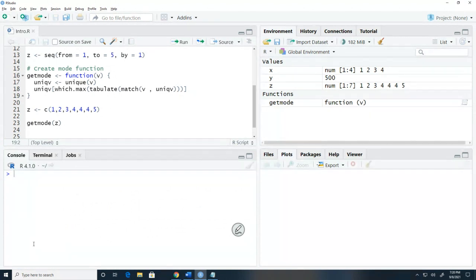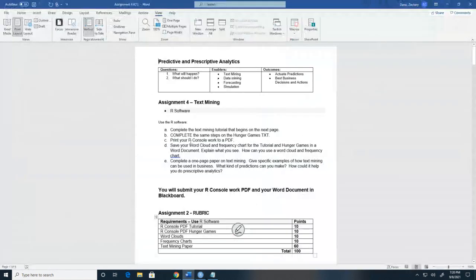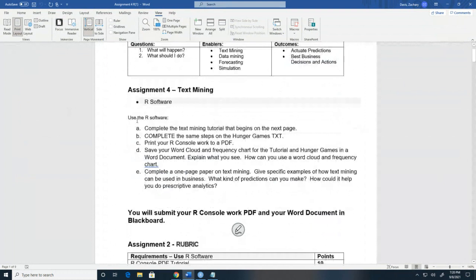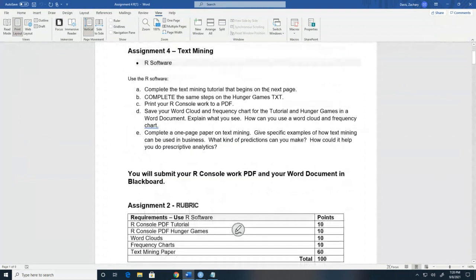So you'll have to do both. So I'll take a look. Make this bigger. So we're going to complete this text mining tutorial, and then you're going to complete the same steps on the Hunger Games text. It'll print your R console work to a PDF.